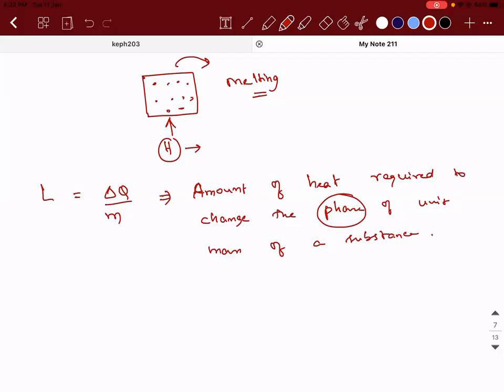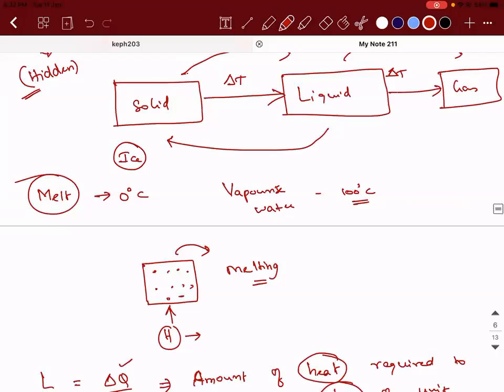Sir, if it is vapor to liquid or liquid to solid, then L will become negative? No, it will not be negative. Because it is the amount of heat required. It can either be the amount of heat that is being supplied or the amount of heat that is being extracted. Okay, you're able to understand? Yes, sir. So when will solid get converted to liquid? When you supply heat. When will liquid get converted to solid? When you extract heat.